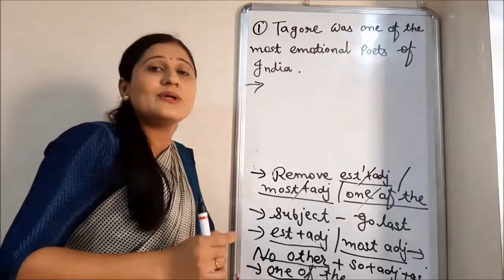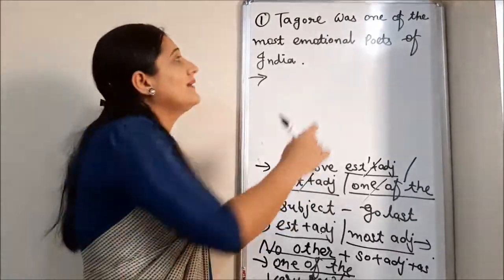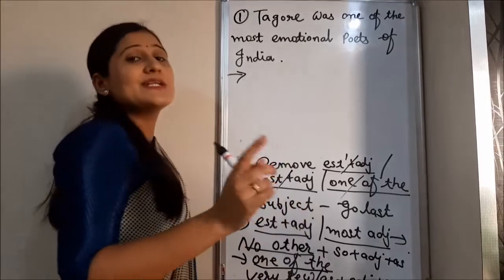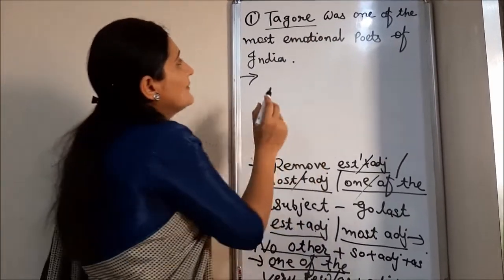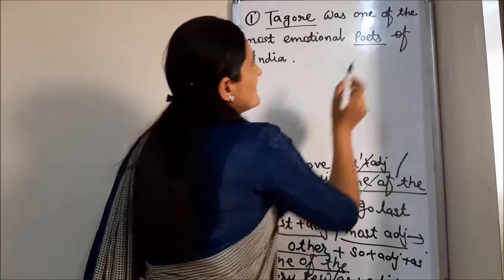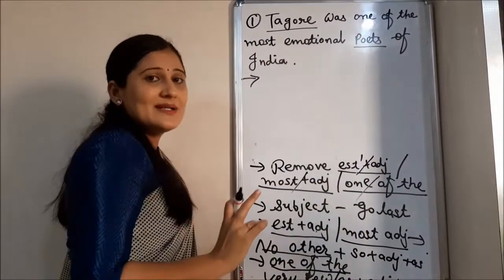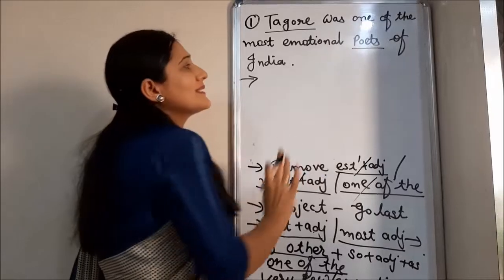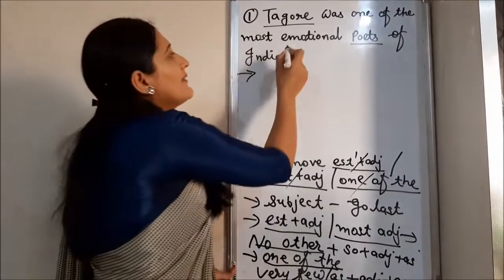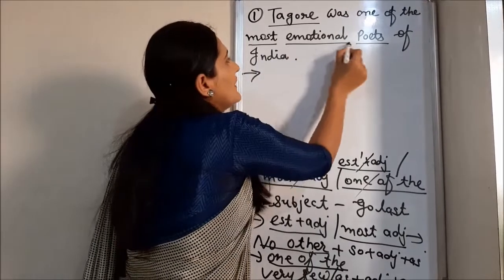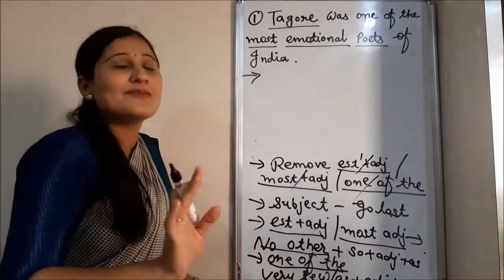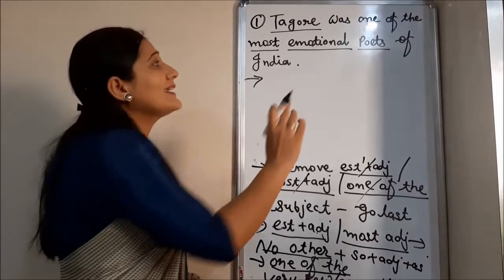I told you, no need to change the subject in ST to CD, but in ST to PD we will change the subject, as I told you. So Tagore is a subject and poets. See, Tagore is a poet, so you need to come to know poets, that is the second subject. And what comes after most? Definitely most plus adjective, right? After most definitely adjective. So what did I tell you?